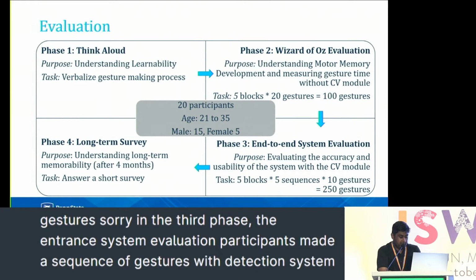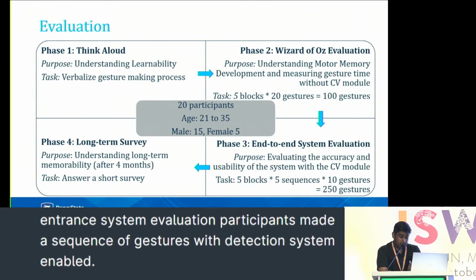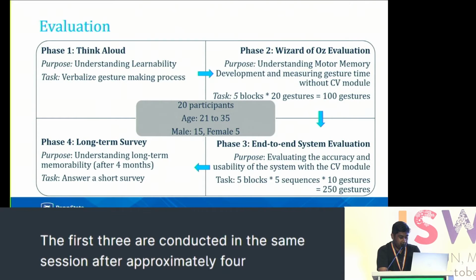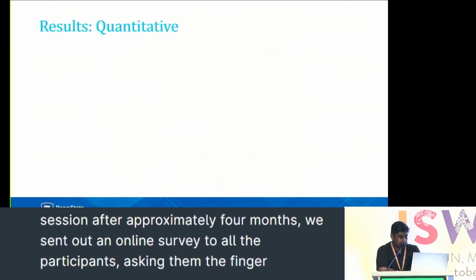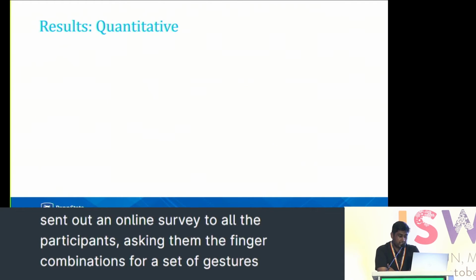In the third phase, the end-to-end system evaluation, participants made a sequence of gestures with the detection system enabled. The first 3 were conducted in the same session. After approximately 4 months, we sent out an online survey to all the participants, asking them the finger combinations for a set of gestures. For the interest of time, I'll only describe the result from phase 3.